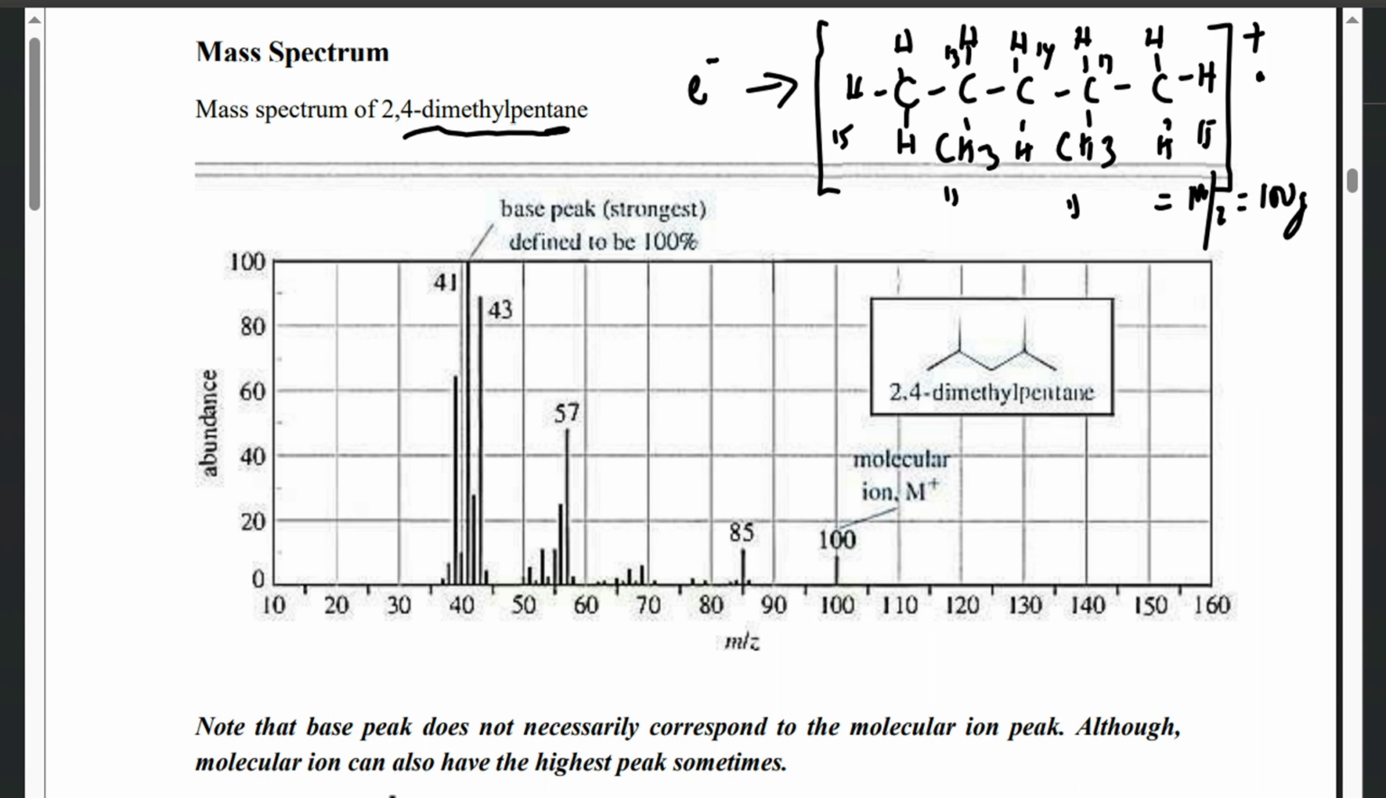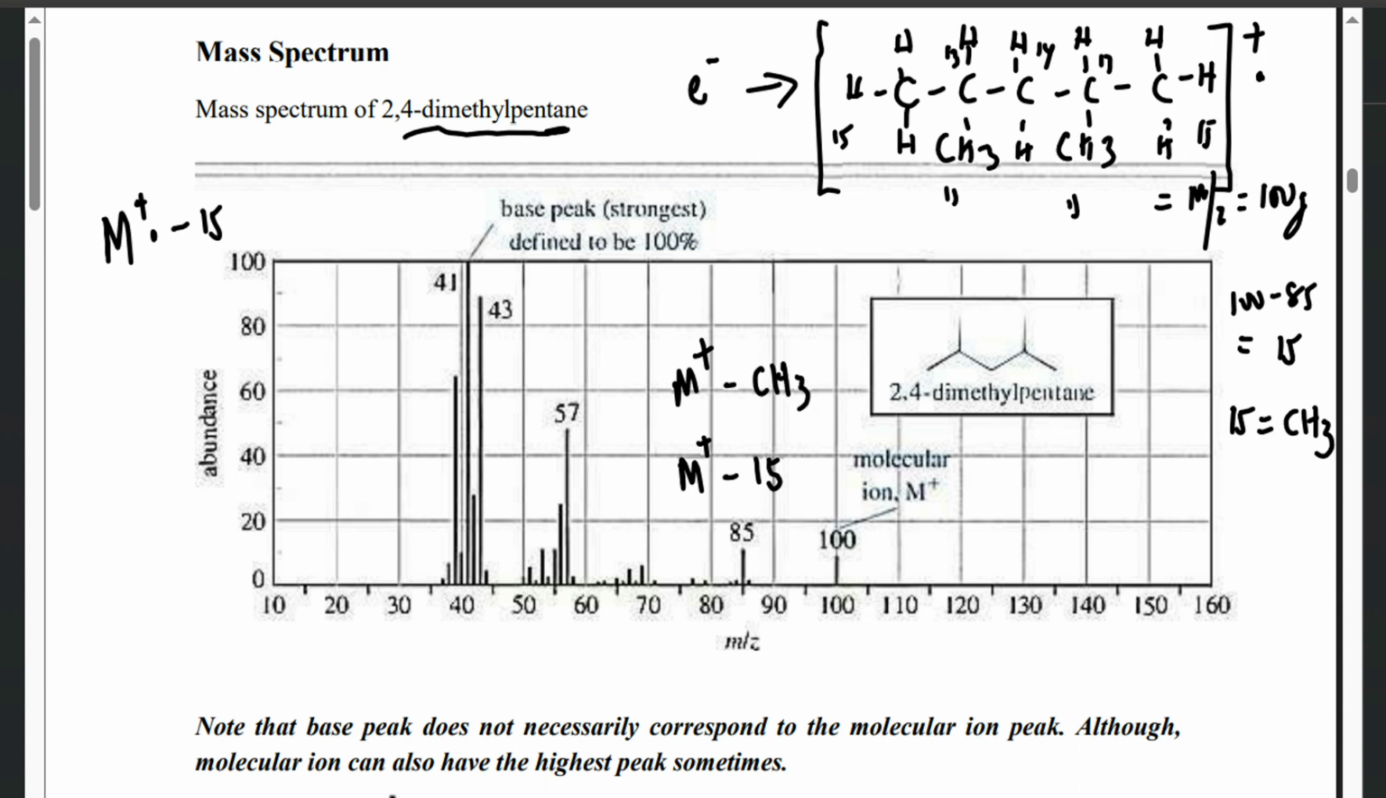So how do we get these fragments? We have different peaks here. The one at 85 is simply 100 minus 85, which gives us 15, and 15 equals CH3. So basically the molecular ion peak minus 15, or you simply put it as M+ minus CH3.